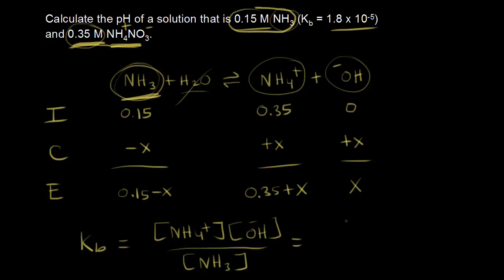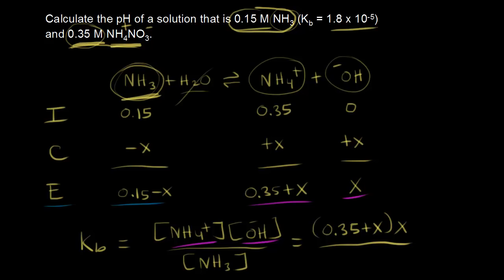So let's go ahead and plug in what we have. For the concentration of ammonium, we have 0.35 plus X. For the concentration of hydroxide, we have X. So we go ahead and put an X in here. And then that's all over the concentration of ammonia at equilibrium. And for ammonia at equilibrium, it's 0.15 minus X. And we can plug in the Kb value, 1.8 times 10 to the negative 5. So let's go ahead and plug in the Kb.